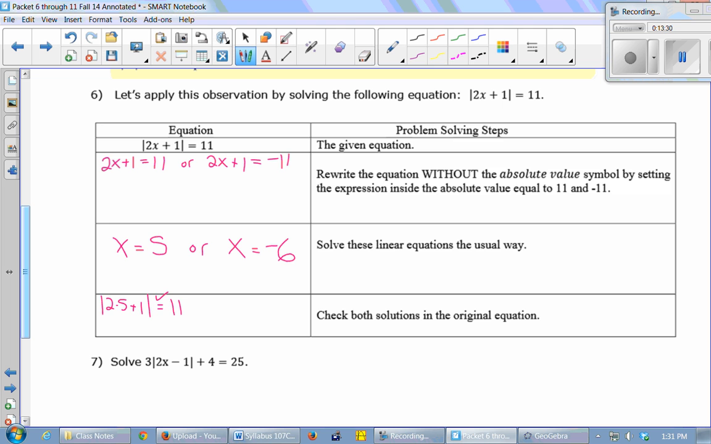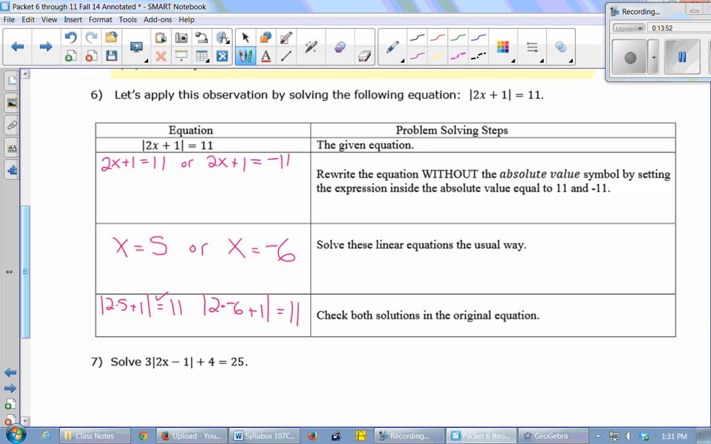And then plug in a negative 6. 2 times negative 6 plus 1. 2 times negative 6 is negative 12. Negative 12 plus 1 is negative 11. And the absolute value of negative 11 is 11.